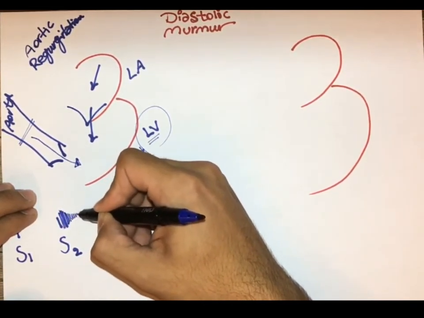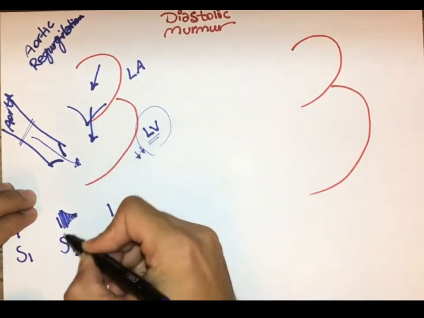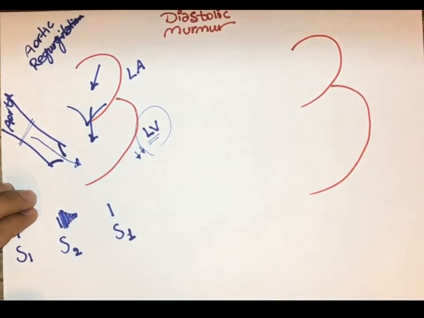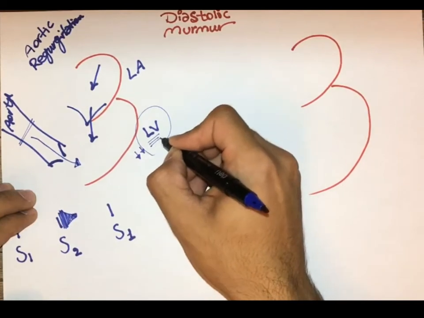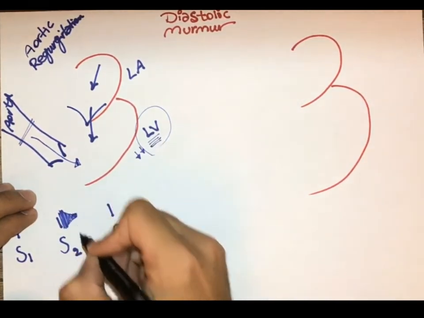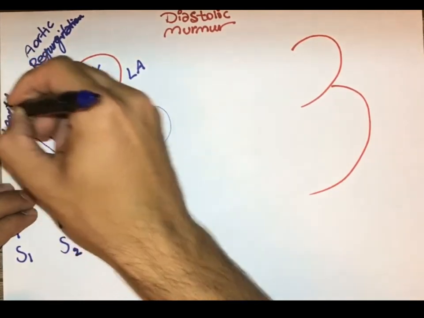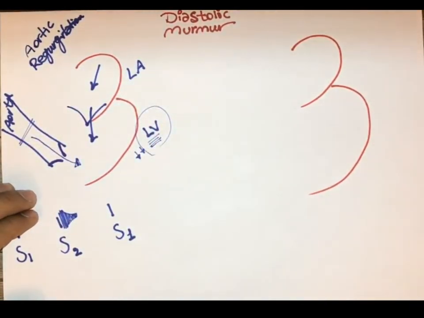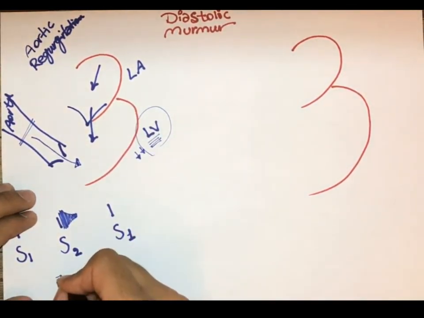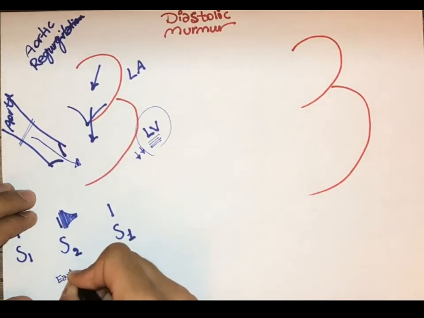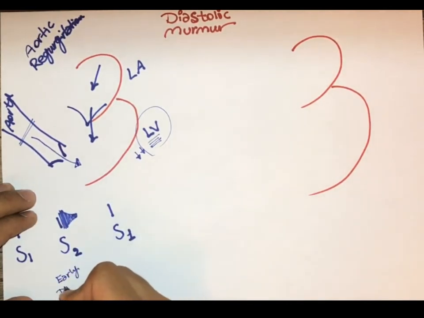This is the murmur. It will decrease in intensity as the pressure rises in the left ventricle, and it will stop when the pressure in the aorta and the left ventricle becomes equal. And again, the pressure will rise in the left ventricle and no murmur will be heard. So this is an early diastolic murmur.